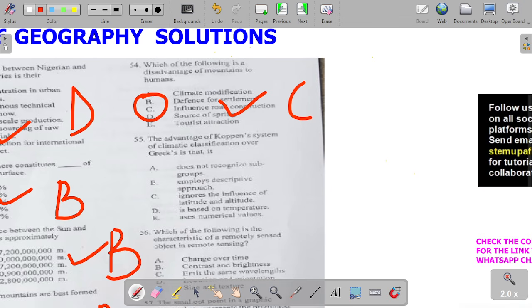Influence on road construction. 55. The advantage of Koppen's system of climate classification over the Greek is that it does not recognize subgroups, employs a descriptive approach, ignores the influence of latitude and longitude, is based on temperature, uses numerical values. Yes, they use numerical values for this. E.